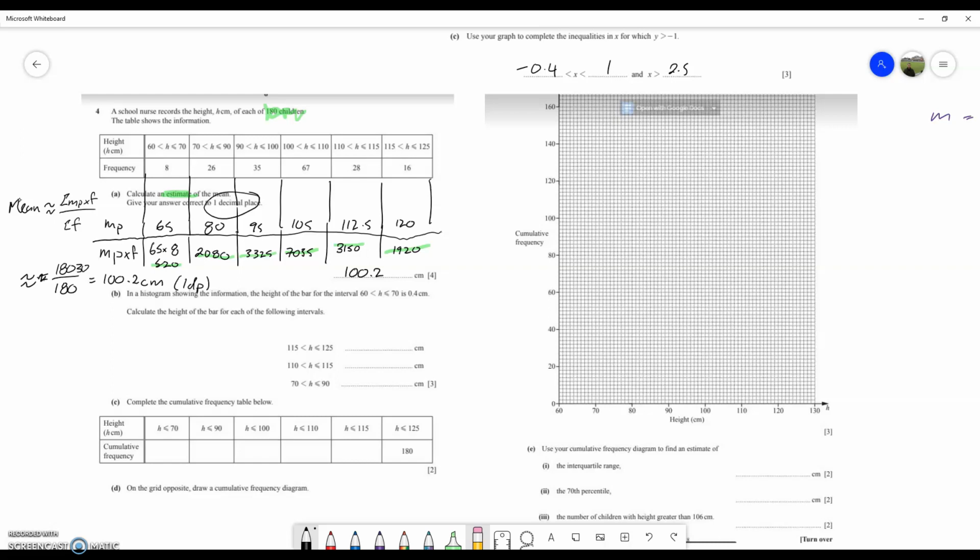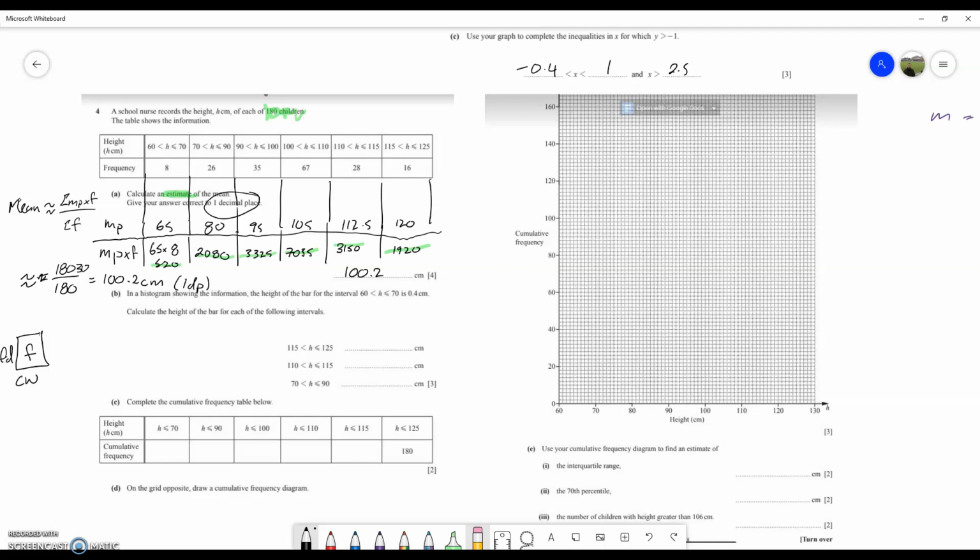All right, moving on to the next part of the question, which is looking at a histogram showing the information. The height of the bar for the interval 60 less than h less than or equal to 70 is 0.4. Calculate the height of the bar of the following intervals. The key thing you need to remember about bars in histograms is that the area is the class width times the frequency density. So the actual area is equal to the frequency, and the height is the frequency density.